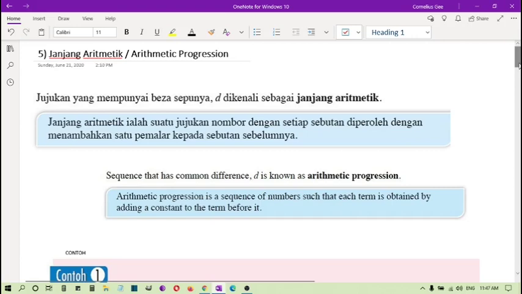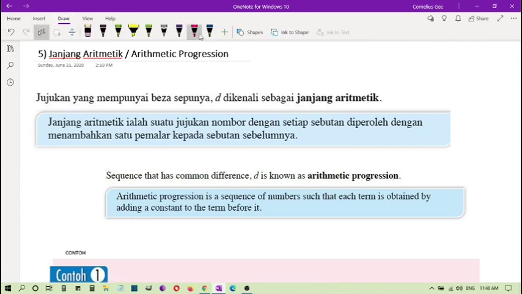Alright students, today we continue to part 5, Janjang Arithmetic or Arithmetic progressions. This is chapter 5 of MS. Alright, let's look at what this AP is. The short form in English is AP, or in Malay it will be JA. So I can use these two terms to describe this AP and JA.